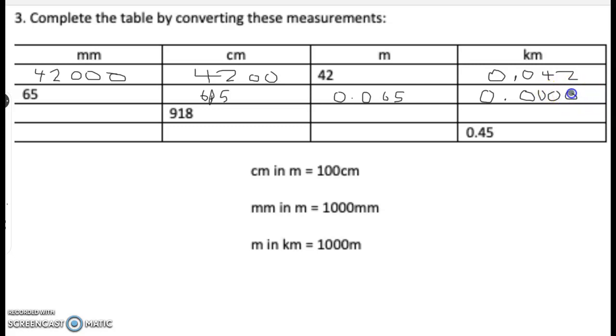0.000, 4 zeros after the decimal point. 65.